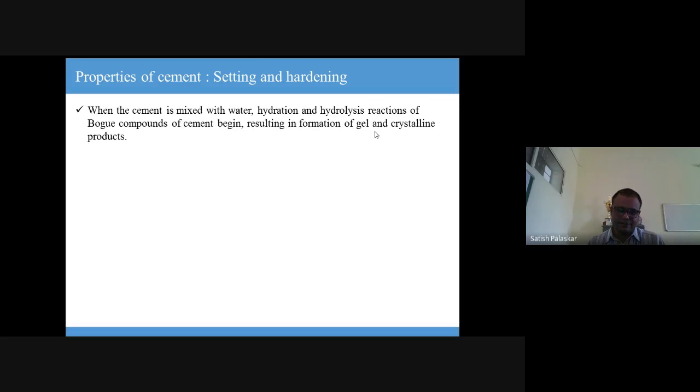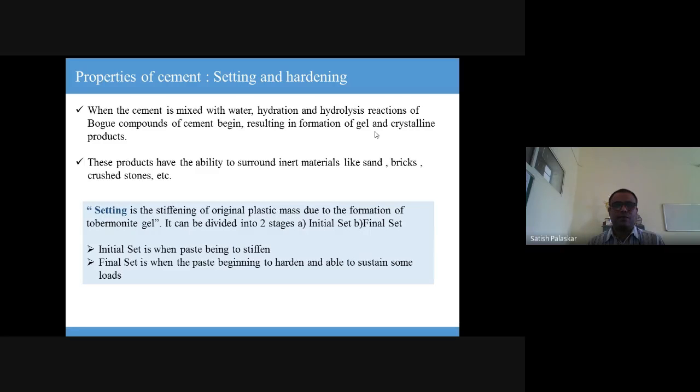When the cement is mixed with water, hydration and hydrolysis reactions of the Bogue compounds of cement begin, resulting in the formation of gel and crystalline products. These products have the ability to surround inner materials like sand, bricks and crushed stones. See here, when the cement hardens, it will surround the inner material. Inner material means material which does not take part in any reaction, so we call it an inert material. Okay, so it will surround that material.